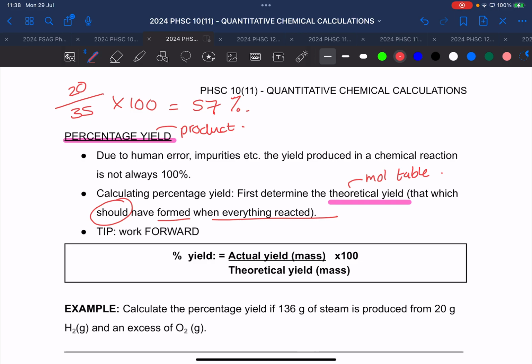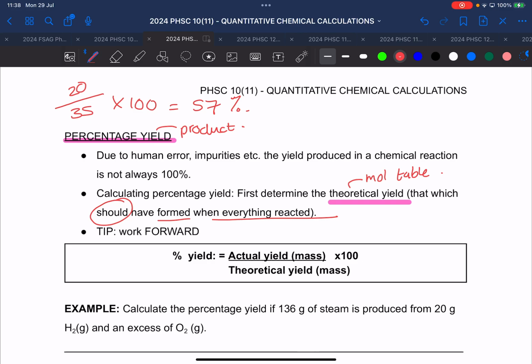Okay, so yield is what again, Lesego? What is yield? Product. That which you got, what you produced. So you're first going to determine your theoretical yield, your theoretical product, that which you should have gotten. And then the test or the question will say, you actually got 20 grams. Determine the percentage yield. Then you must first determine the theoretical yield, and then you do your calculation.